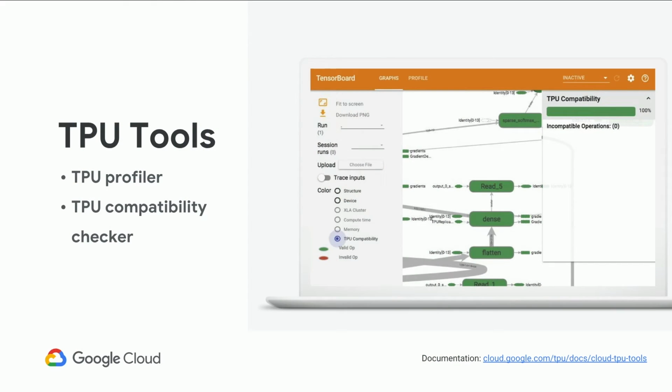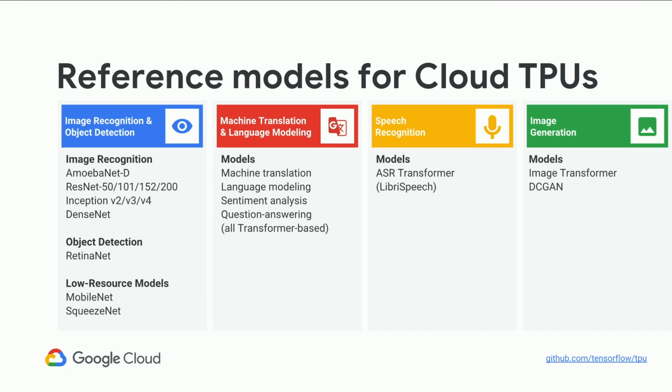And there is also a TPU compatibility checker. Both of those tools analyze your model and then output their findings into TensorBoard, so you can use the TensorBoard interface and work with those new tools.